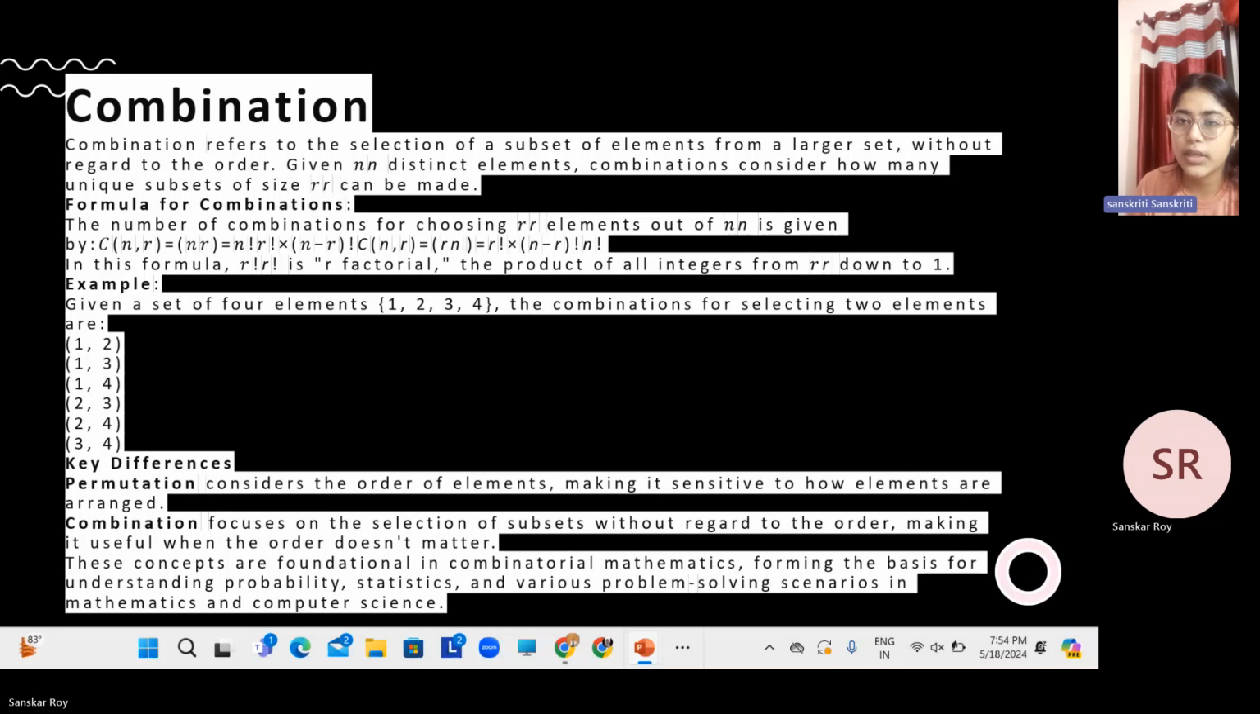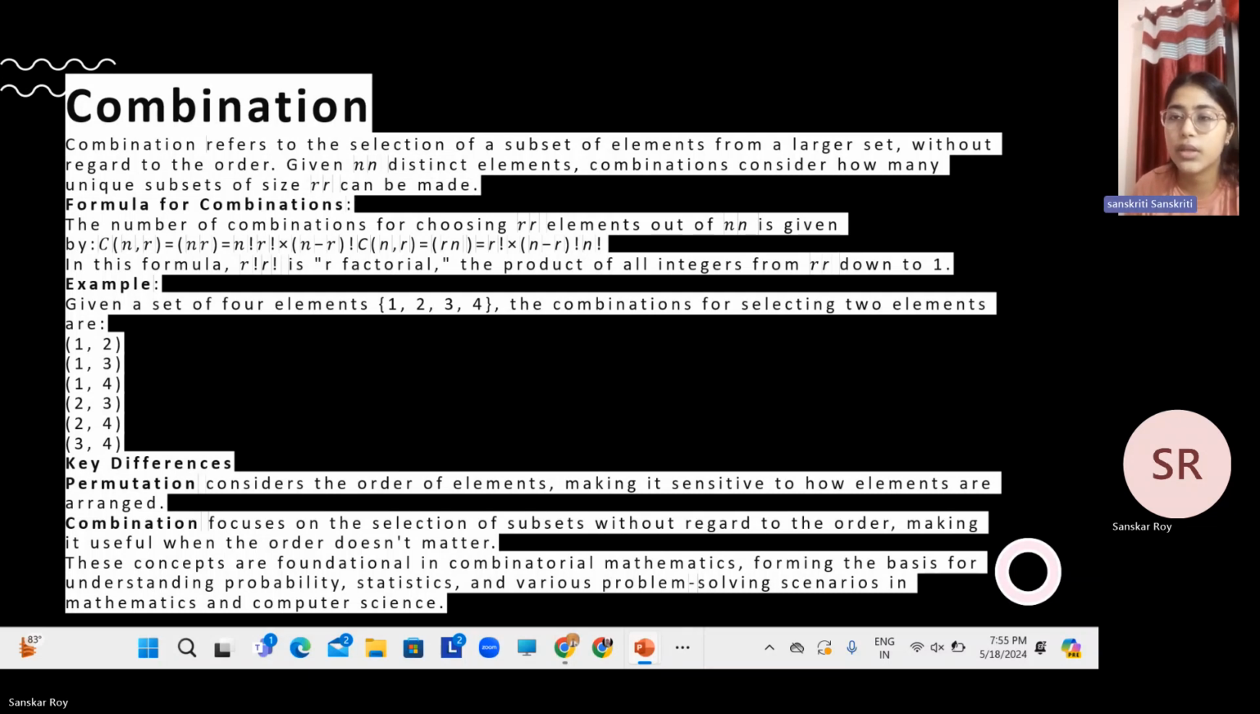Now, moving to our next topic, that is combination. What do you mean by combination? Combination refers to a selection of a subset of elements from a larger set without regard to the order. So the formula of combination is the number of combinations, C(n, r), equals n factorial divided by r factorial multiplied by (n minus r) factorial. So this is what the formula is.